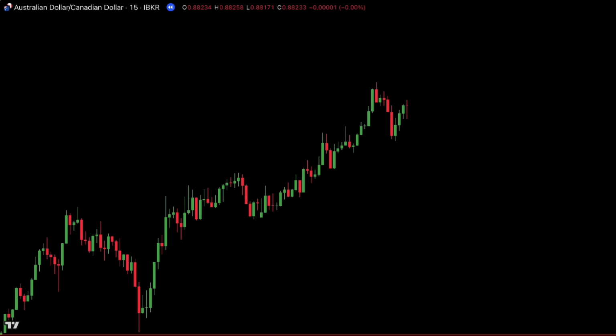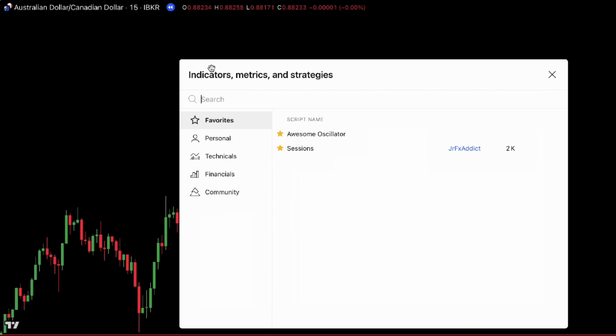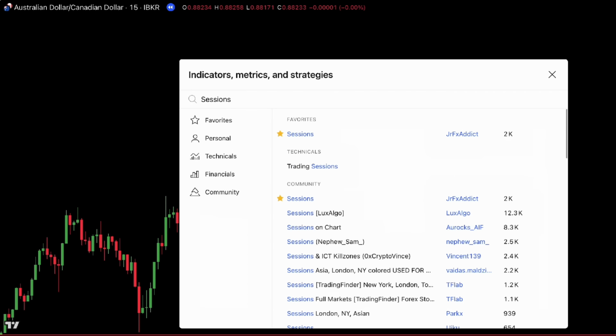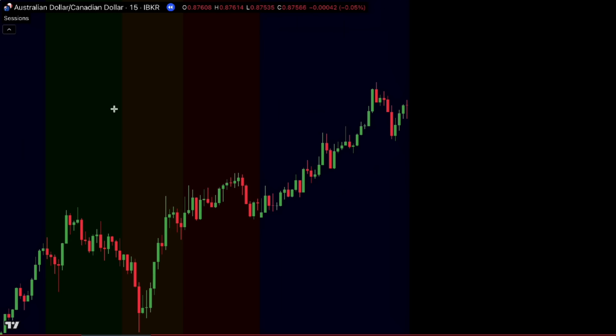First things first, let's set up our session indicator on TradingView. Go to the Indicators tab at the top of the screen, click the icon, then in the search bar, type Sessions. The one we're using is called Sessions by JRFX Addict. Go ahead and click that.